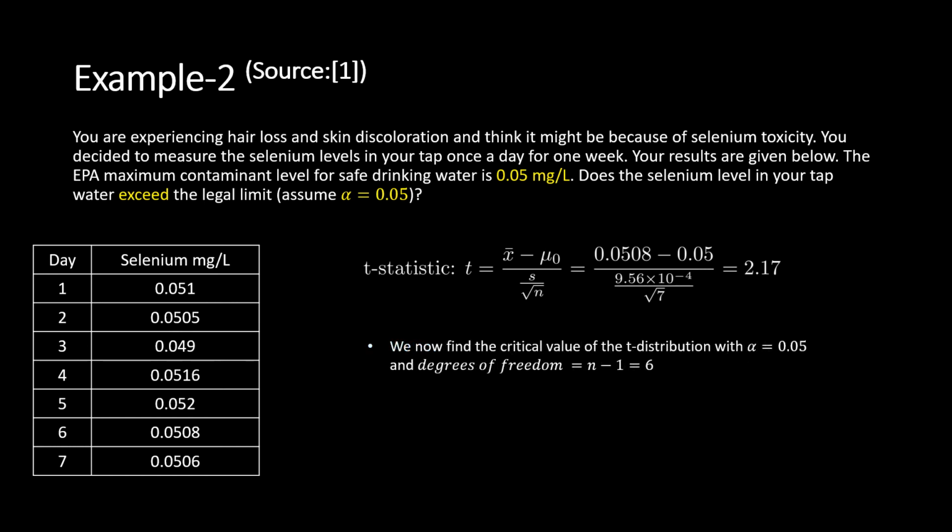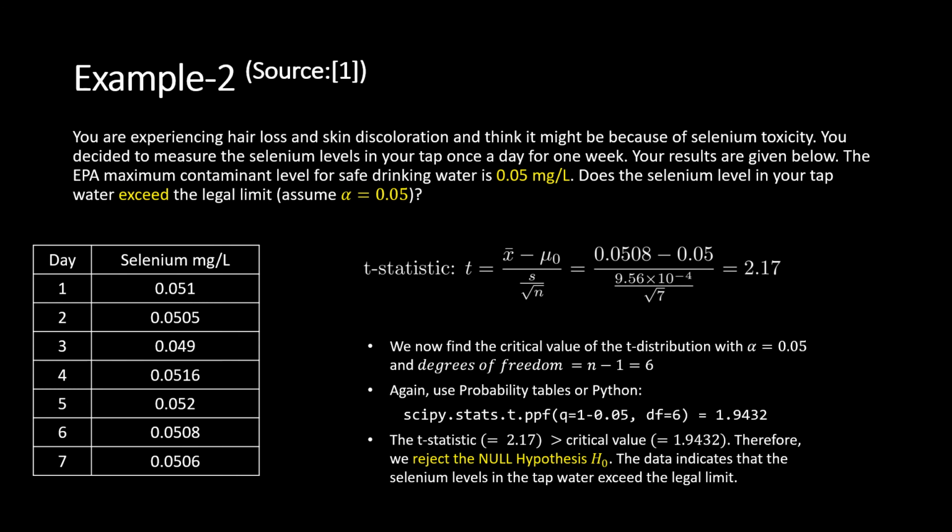We can now find the critical value of the t-distribution with the alpha value equal to 0.05 and a degree of freedom equal to n-1, which is 6. Again, you can use probability tables or Python. If you use Python, you can use this command. You need to supply the degree of freedom as an additional argument. You can see that the critical value is 1.94. If you compare that with your t-statistic, it's smaller. Therefore, you can go ahead and reject the null hypothesis.